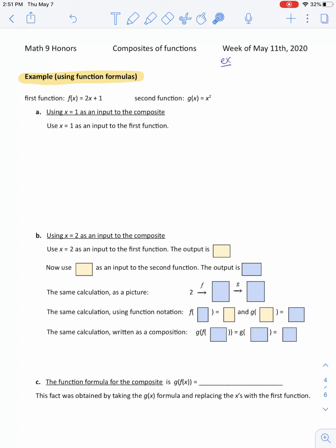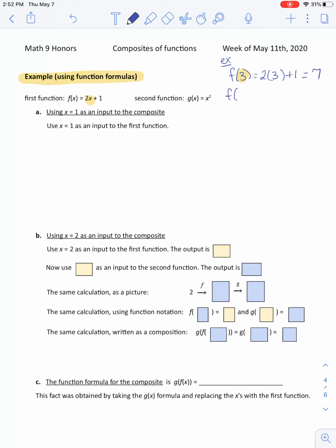We're given that f of x is equal to 2x plus 1 and g of x is equal to x squared. So if I ask you for f of 3, hopefully you remember that this 3 goes into the x in our function. The f function says take a number, multiply by 2, and add 1. So we're going to take our number 3, multiply it by 2, and add 1 to get 7.